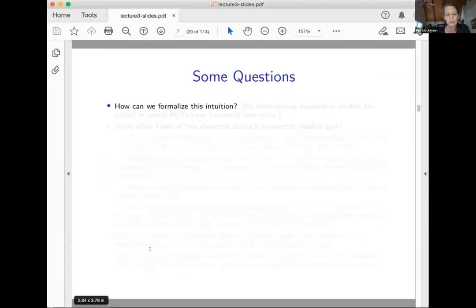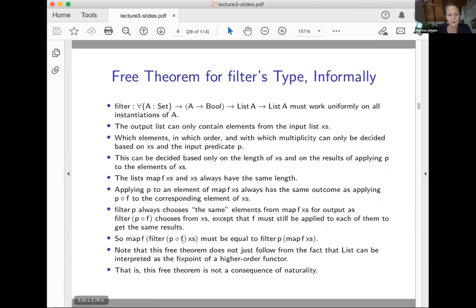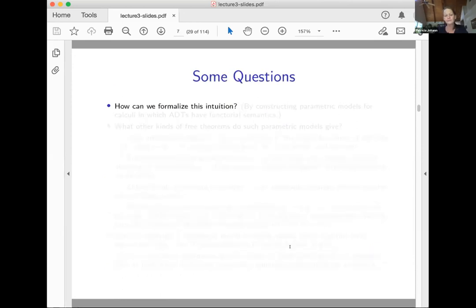Okay, so some questions that we might try to ask are, how can we formalize this intuition, right? That was just an intuitive argument. So how can we formalize it? And an answer is, well, by constructing a parametric model for calculi in which algebraic data types have a functorial semantics. I need a functorial semantics because the theorem involves map, right? So I have to have maps, which means I have to have functorial semantics like we talked about for the last 2 days. Okay, so that's one question.